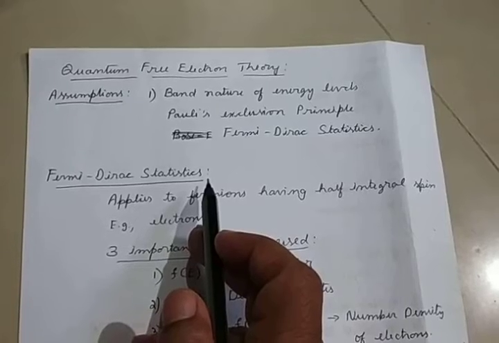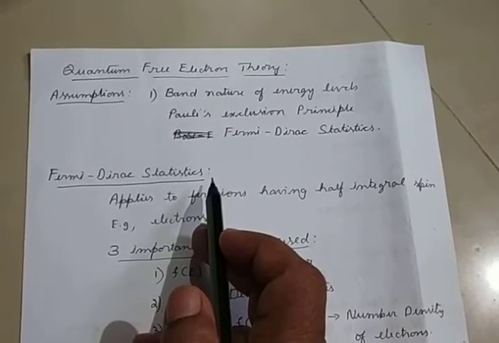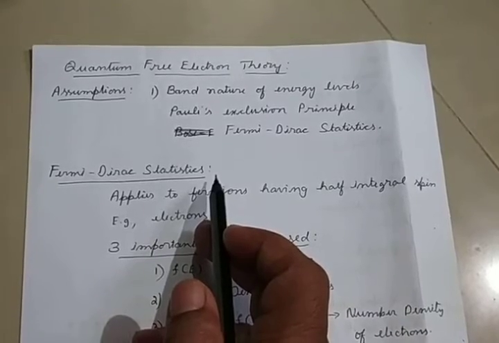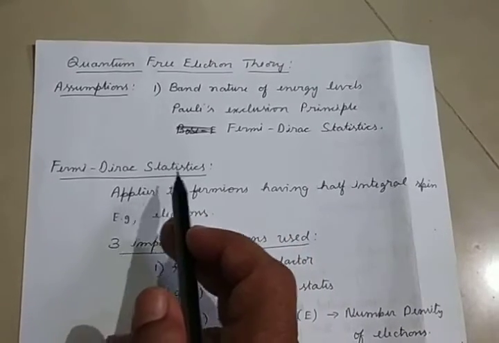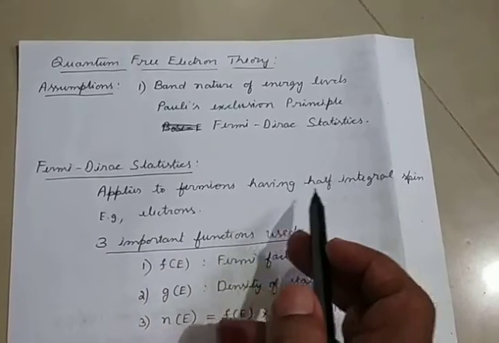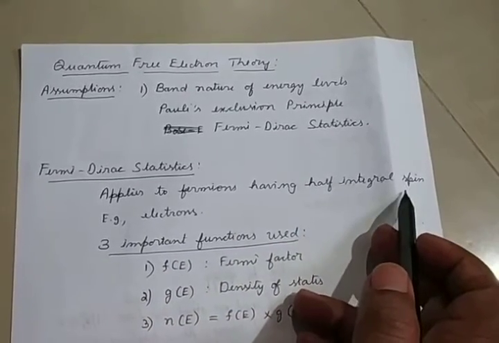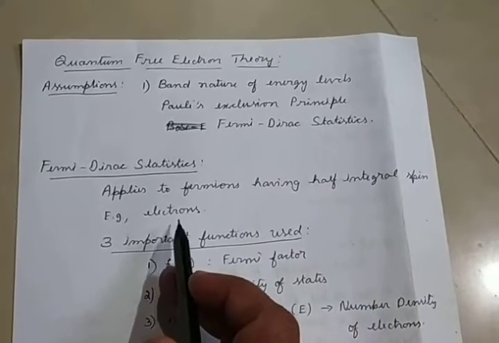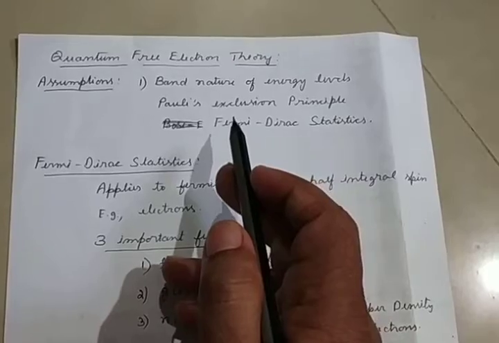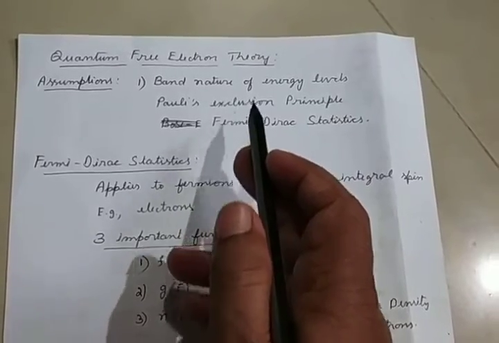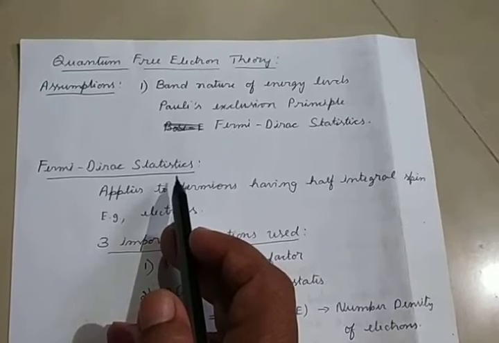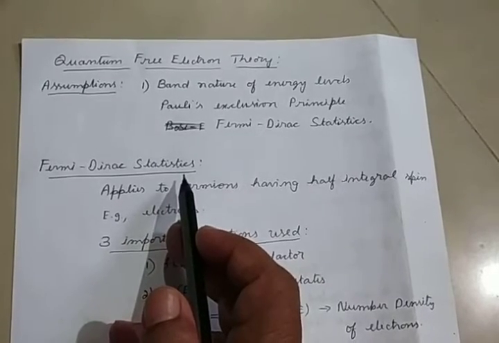Just like we have Maxwell-Boltzmann statistics to explain the behavior of gas molecules, here we use Fermi-Dirac statistics for particles called fermions, which have half-integral spin. An example of such a particle is the electron. So to describe the distribution of electrons in the energy levels, we have to apply the Fermi-Dirac statistics and not the Maxwell-Boltzmann statistics.